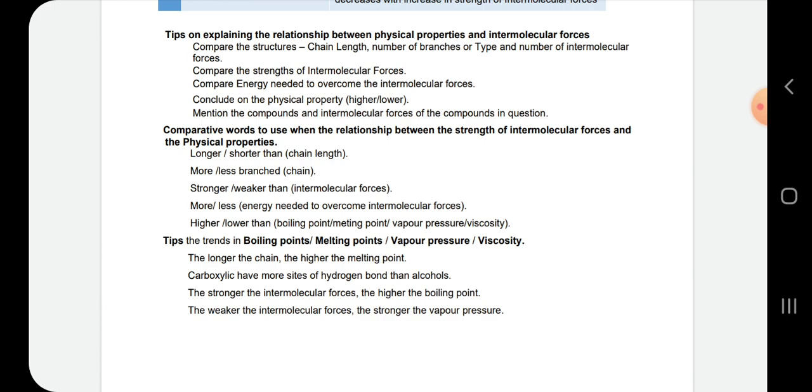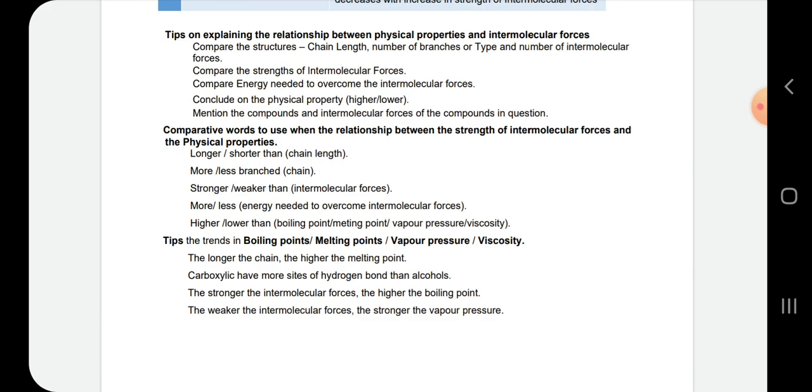Mention the compounds and the intermolecular forces of the compounds in question. And then comparative words to use when describing the relationship between the strength of intermolecular forces and physical properties: you must use longer, more, stronger, or higher.